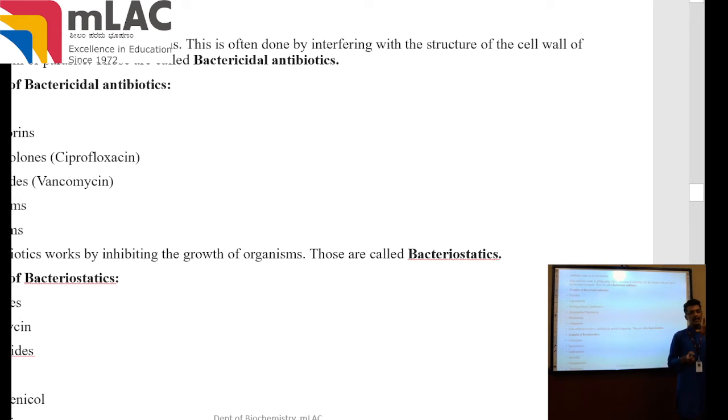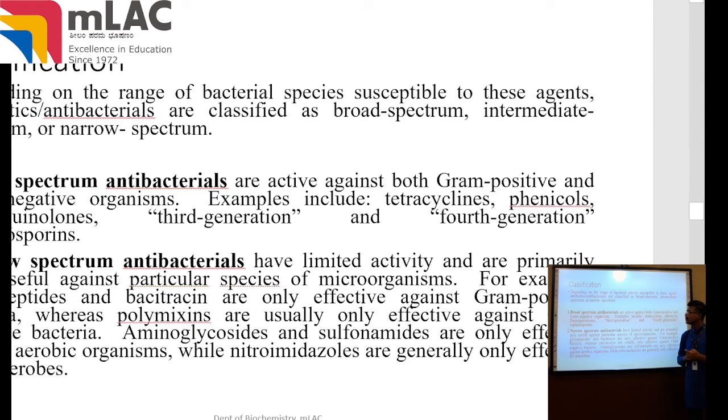Bactericidal will kill the bacterium, while bacteriostatic will inhibit the growth of bacteria. Depending on the range of bacterial species susceptible to these antibiotics or antibacterials, they are classified as broad spectrum, intermediate spectrum, and narrow spectrum. Now, what is a broad spectrum antibiotic? When a given antibiotic can act upon a whole range of bacteria, like gram positive, gram negative, then we call it a broad spectrum antibiotic.